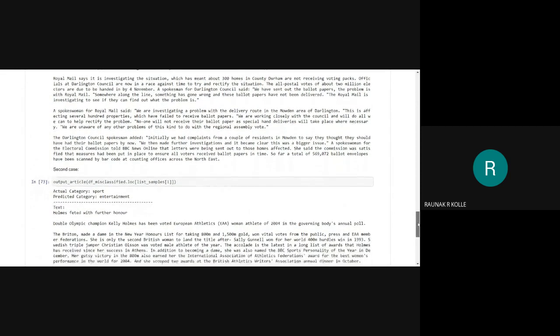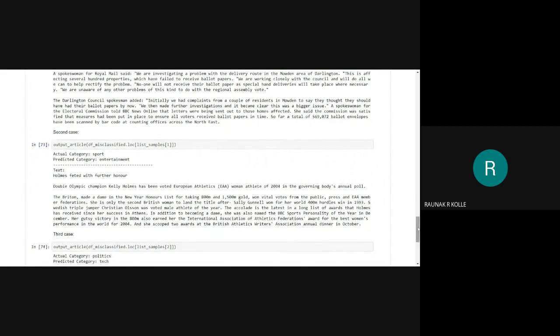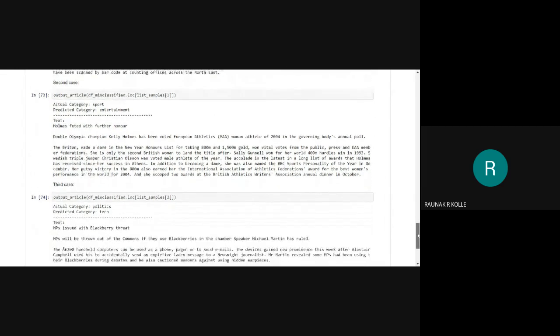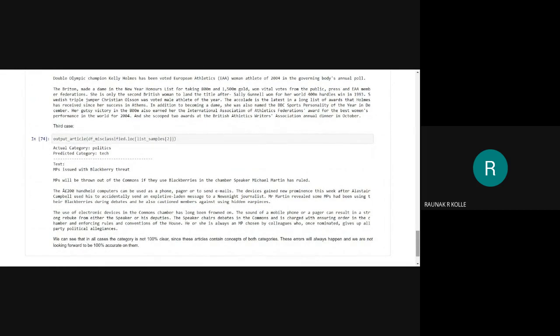In the second case, we have the text that Holmes treated with further honor, which belongs to the actual category of sports, but the predicted category is entertainment. The third case, we have MPs issued with BlackBerry threat. Now, since the MPs are involved, the actual category is politics. But having a notice of the word BlackBerry, BlackBerry takes precedence over MPs by the machine, and it's wrongly predicted that it belongs to the technology category.